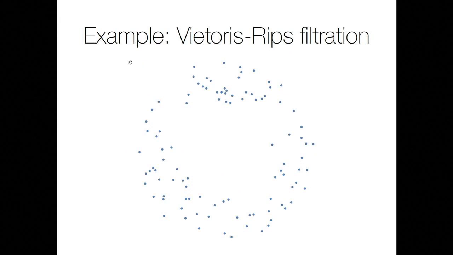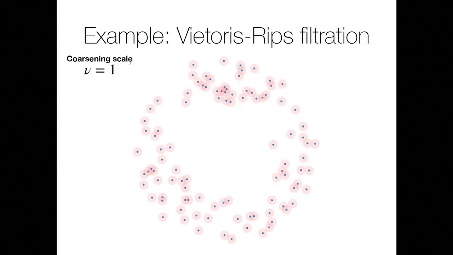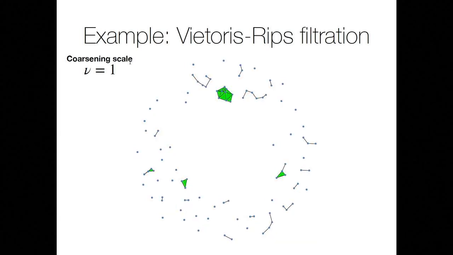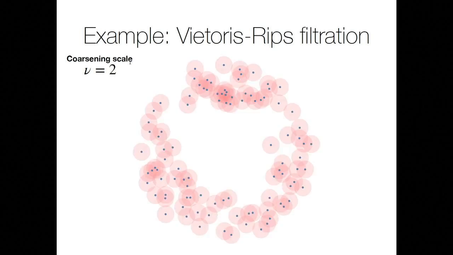So this is the Vietoris-Rips filtration. What we're going to do is introduce a scale. We draw balls of this scale and connect points that have overlapping balls with edges. And then if we have enough edges to fill in a triangle, we fill that triangle in. If we just chose one scale, we would be asking for trouble because that's not a very stable choice. So what we do is we vary the scale.